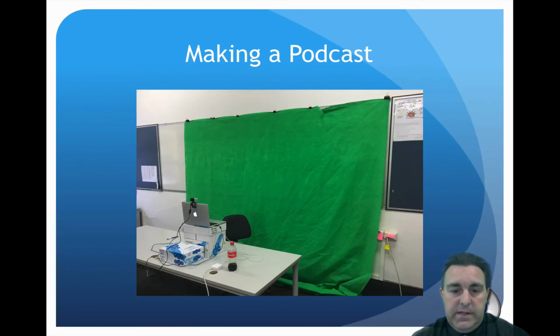Now, this is my setup. Here is where I'm sitting. I've set up a green screen. Green screens you can buy off eBay. This one cost me about $13, and I've just got some border clips to stick it up on the back. I've got my Coke because that's kind of important for me.